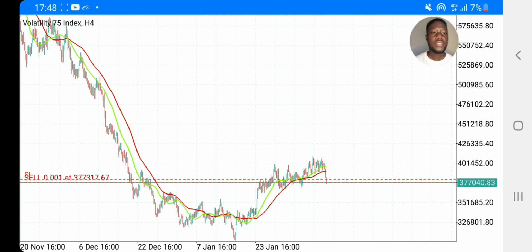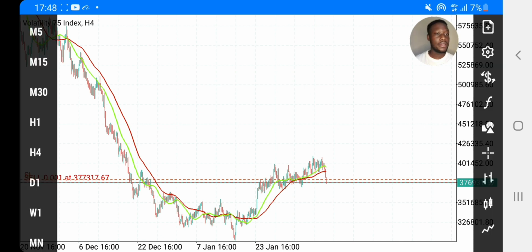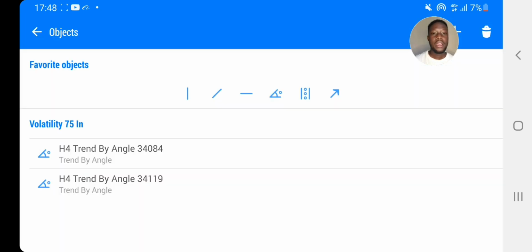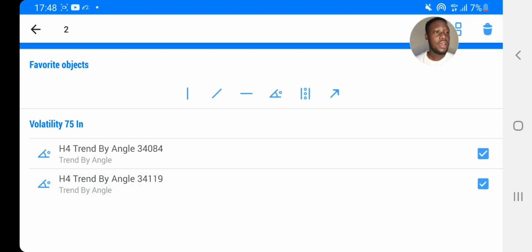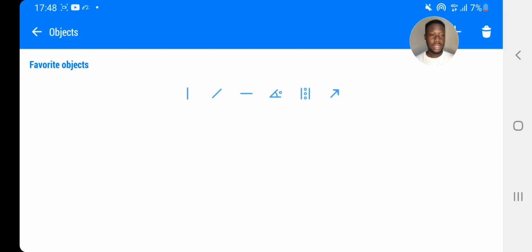Okay, in this case we're going to use a tool that's going to work as a trend line. We'll come here, and the tool we're going to use is this tool right here. It's known as the 4-hour trend by angle, and a whole bunch of numbers behind it. I'm going to explain that in a later video. I don't want to confuse people too much, so I'm just trying to keep it simple.